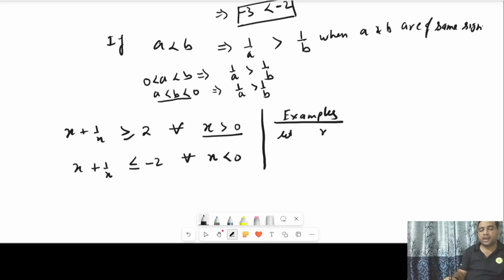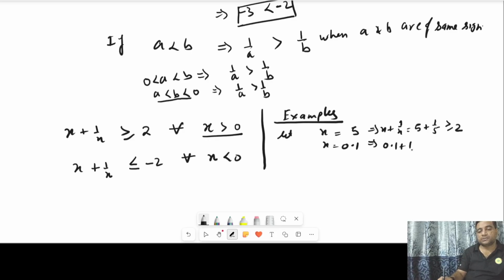Let x be any number. I am taking x is 5. Because x is positive, x plus 1 upon x becomes 5 plus 1 upon 5, and it is greater than or equal to 2. Now I am taking x is 0.1. So it implies 0.1 plus 1 upon 0.1, so it is 10.1, and it is greater than or equal to 2.